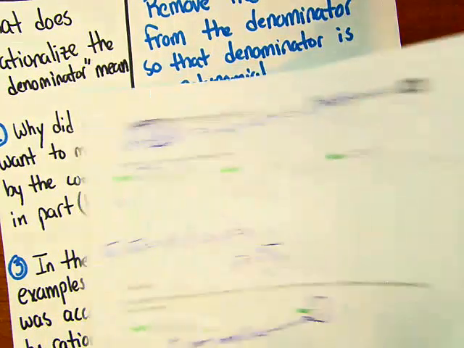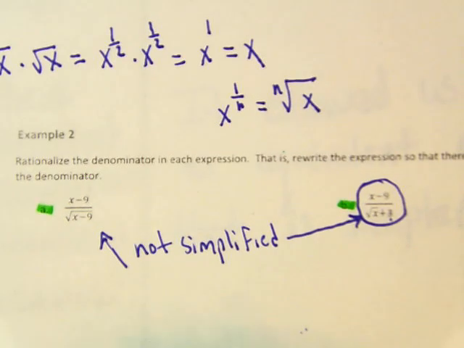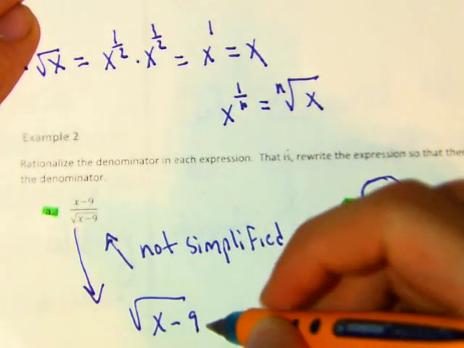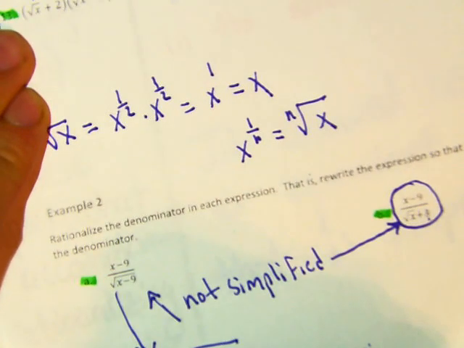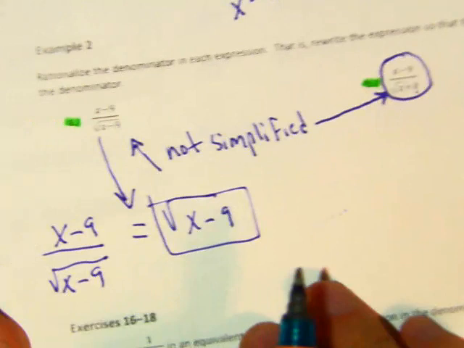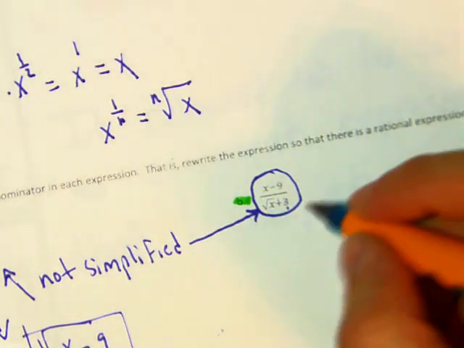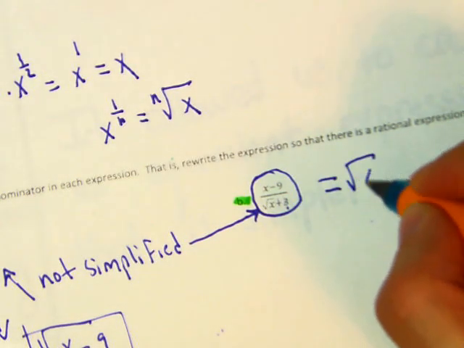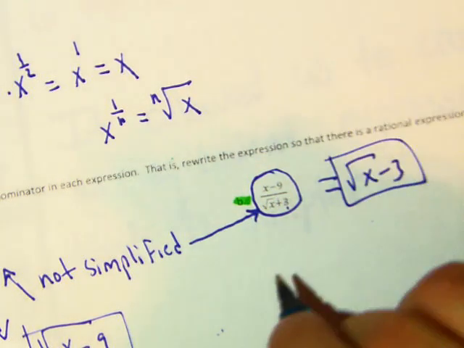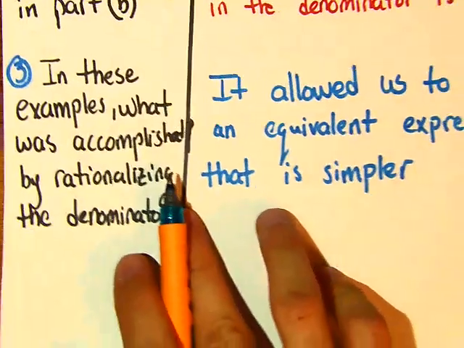So you see here that when we rationalize this expression, this just became square root of x minus 9. Square root of x minus 9 is equal to x minus 9 over square root of x minus 9. And this is much easier to work with. And this, what did this become? This was equal to just square root of x minus 3. And why is that? This is nicer to work with. Okay, so that's the idea, to work with things that are a little bit nicer.